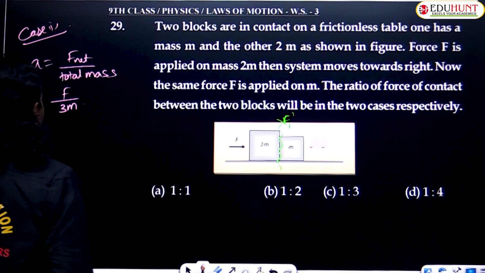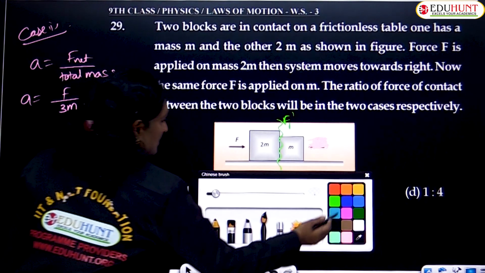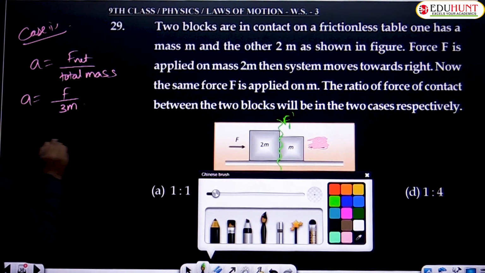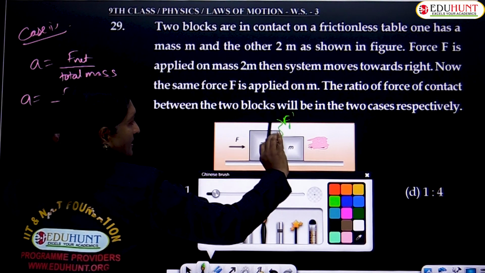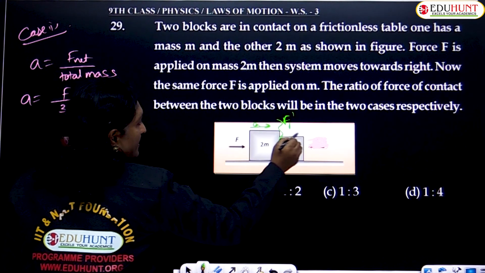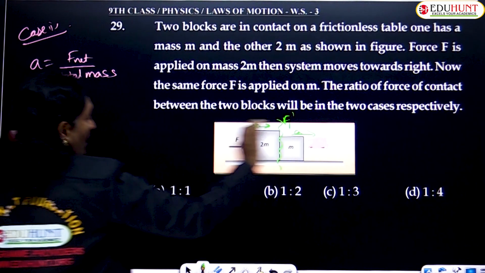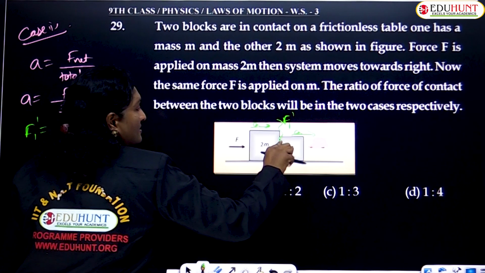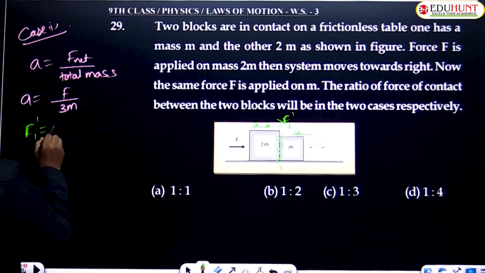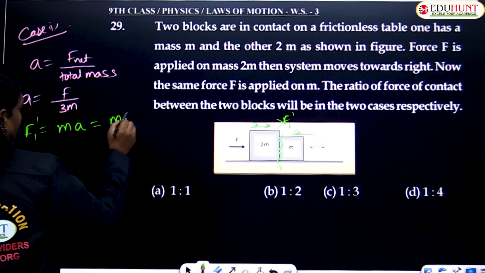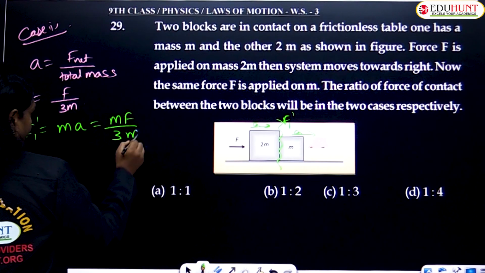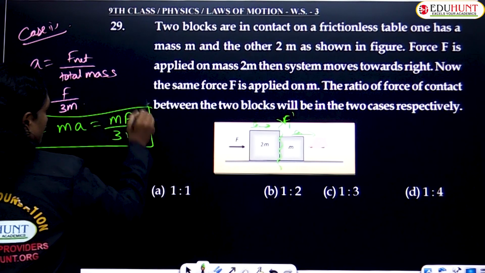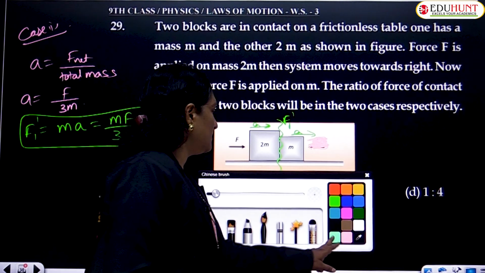So in order to find the value of F1, I'll take green color. The force is applied in this direction, and the system is accelerating in this rightward direction. So F dash is equal to the force that pushes the smaller mass with some acceleration, so m a, or this can be written as m into F by 3m. Keep it aside. Now let us also move to case 2.